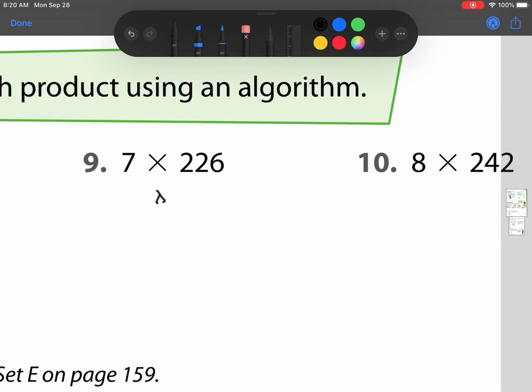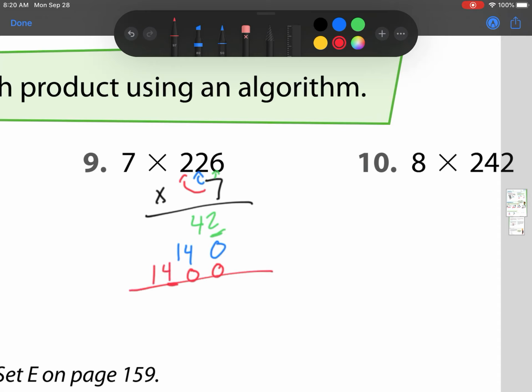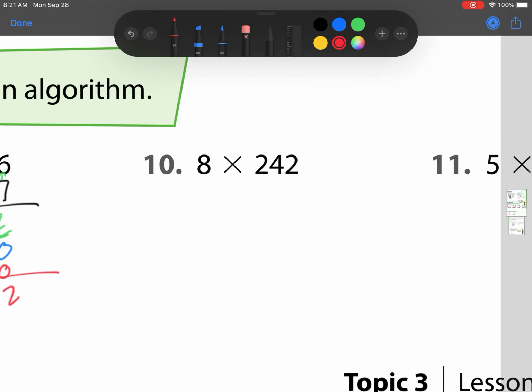Okay, my next one is times 7. I'm just stacking them like before. My ones place value is 42. 6 times 7 is 42. My tens place value, I add that 0. 7 times 2 is 14. And my last one, my hundreds place value. So I'm going to add 2 zeros, so I start in my hundreds. 7 times 2 is 14. Add them up, and I get 1,562. 7 times 200 is 1,400, which is close for that estimation I could do in my head.